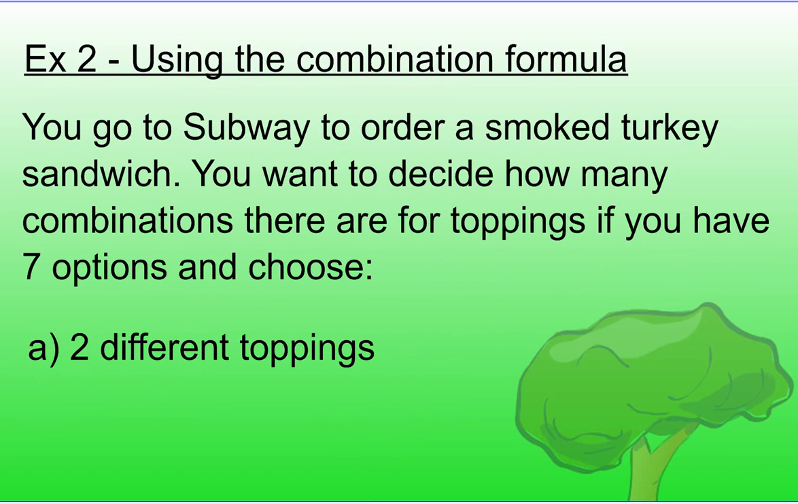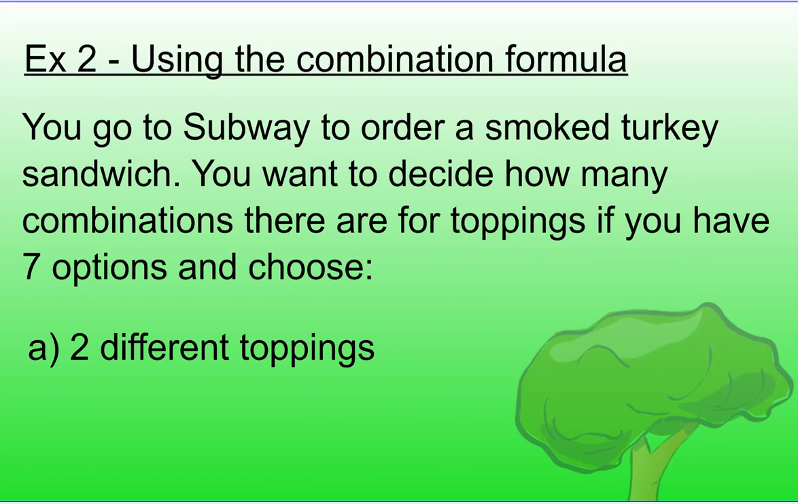Let's jump down to example 2. Now, in example 2, we're not listing them anymore. They just want to know how many different possible combinations there are. So it says you go to Subway to order a smoked turkey sandwich. You want to decide how many combinations there are for toppings if you have 7 options to choose from.